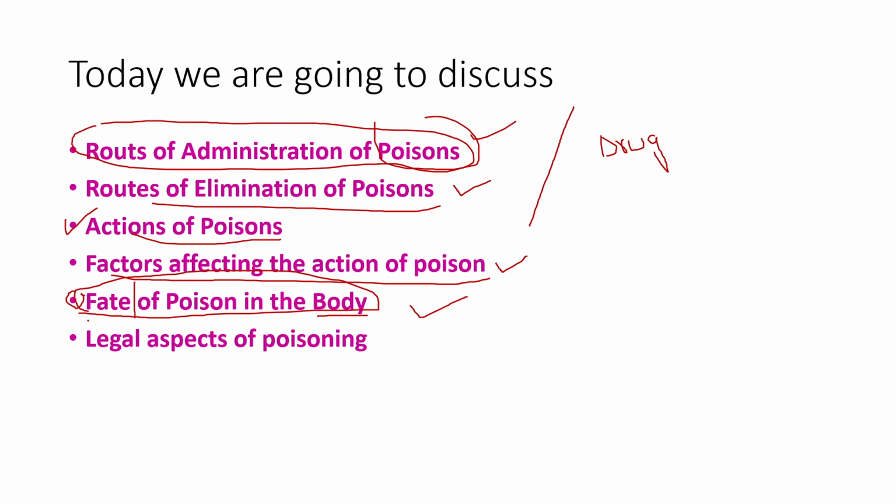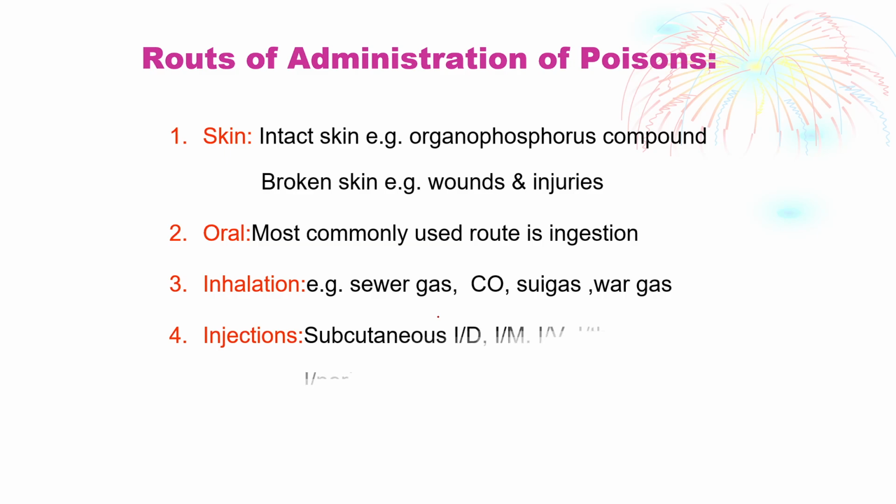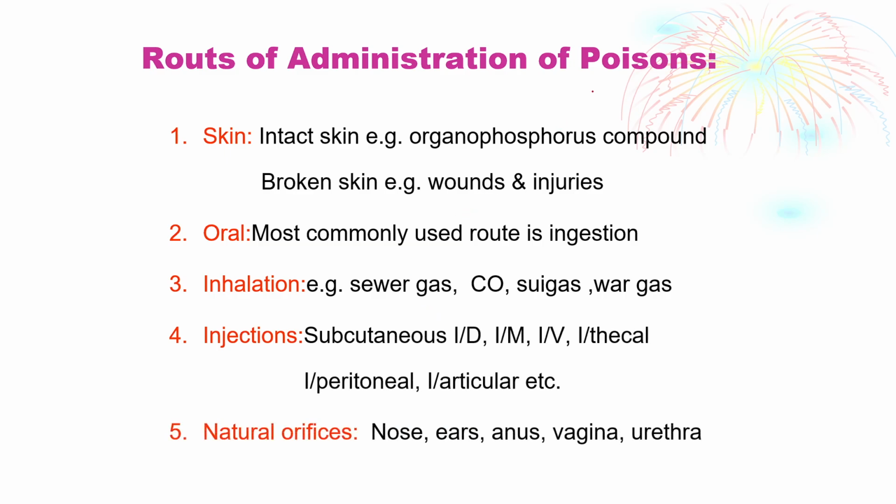So one should be aware about this कि fate का क्या मतलब है. Fate का मतलब है कि आखिरकार इसका होना क्या है, ये क्या करेगा, ये either एक्शन करेगा, ये बॉडी में स्टोर होगा, ये एलिमिनेट होगा. So we call that the fate of the poisons. We'll be discussing that, very important. And eventually the most important is what is the medico-legal aspect or legal aspect of the poisoning. So let's start.